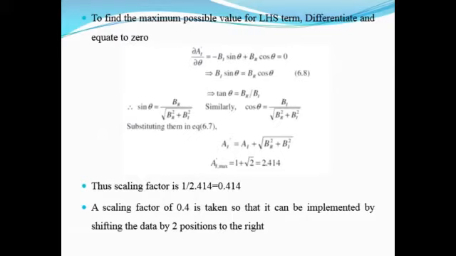So substituting them in the previous equation, I get AI dash equal to AI plus square root of BR square plus BI square. Then I will label it as AI max, because the maximum possible value I am finding by differentiating it and equating it to 0. So that is equal to 1 plus square root of 2. I just take it as 1. So this is 1, this is 1, because the maximum value we consider here is 1. So 1 plus 1.